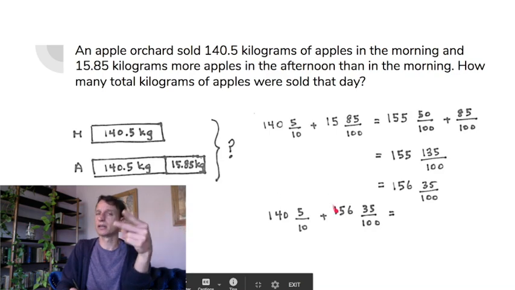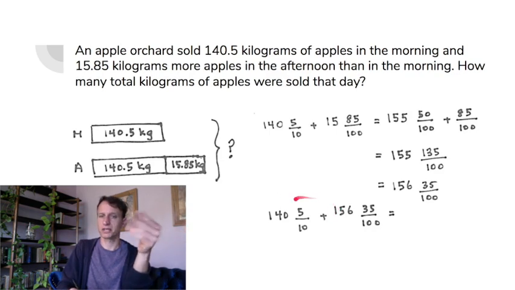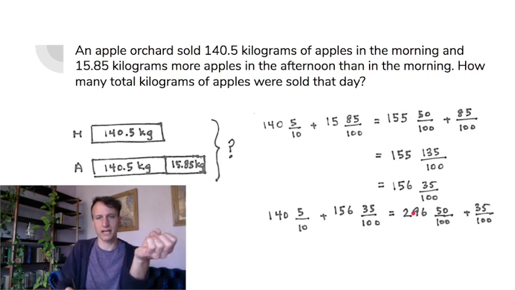100 and 100 are 200. 40 and 50 are 90. And then we have 6. So 296. And of course, we'll want to rewrite the 5/10 as 50 hundredths. So 296. And then we have our fractional parts.